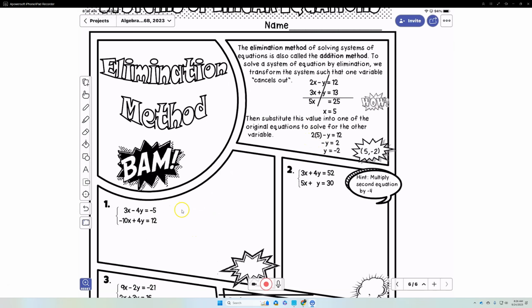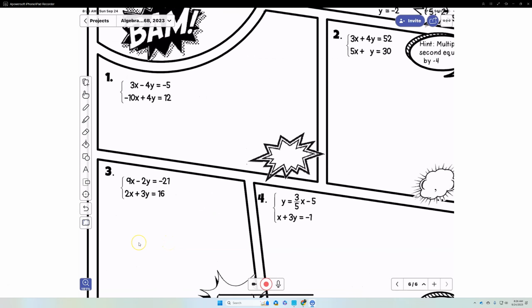So let me go ahead and do example 1 here. So you notice that when I add, these cancel. That's why it's called the elimination or the addition method. 3x minus 10x is negative 7x equals negative 5 plus 12 gives you 7. Divide by negative 7. So x equals negative 1.